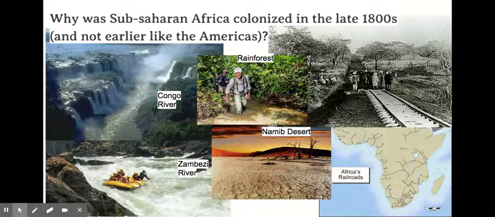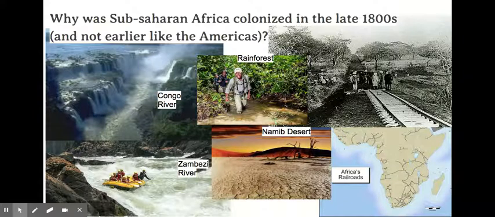Then, not content to control India and China, Africa became the new target of colonization. And just because I've only talked about Britain doesn't mean France and the Netherlands and all these other countries are not still also colonizing places. So then our question is, why was sub-Saharan Africa colonized in the late 1800s and not earlier like the Americas?